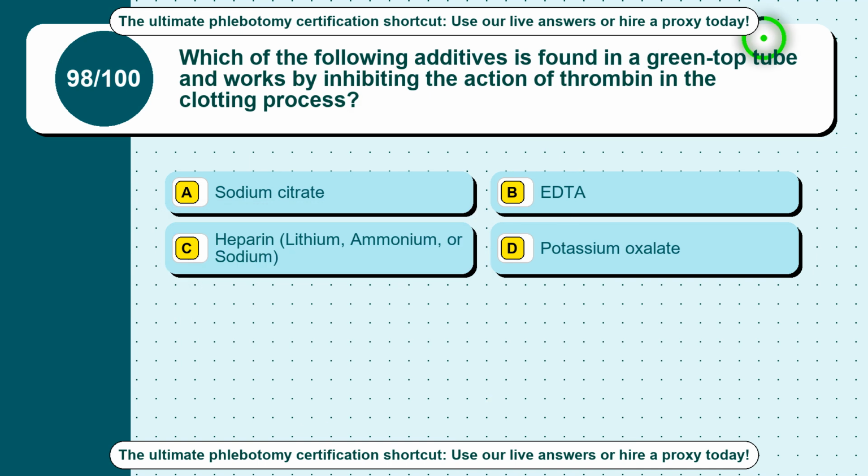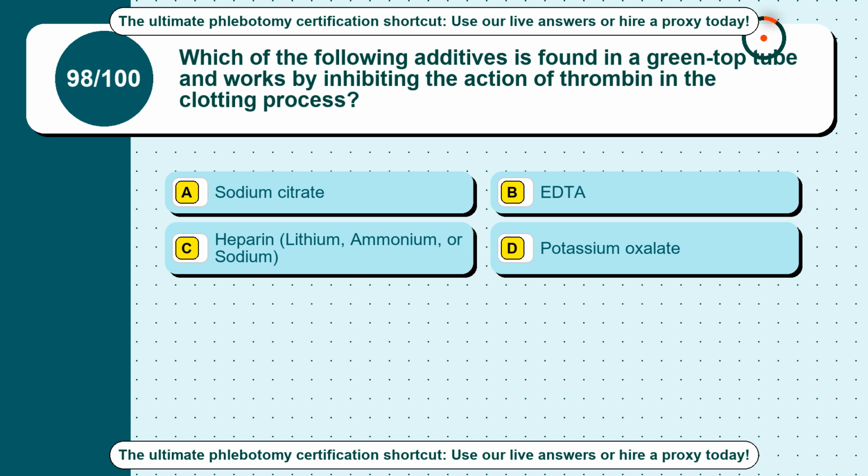Question 98. Which of the following additives is found in a green top tube and works by inhibiting the action of thrombin in the clotting process? Option A, sodium citrate. Option B, EDTA. Option C, heparin, lithium, ammonium, or sodium.